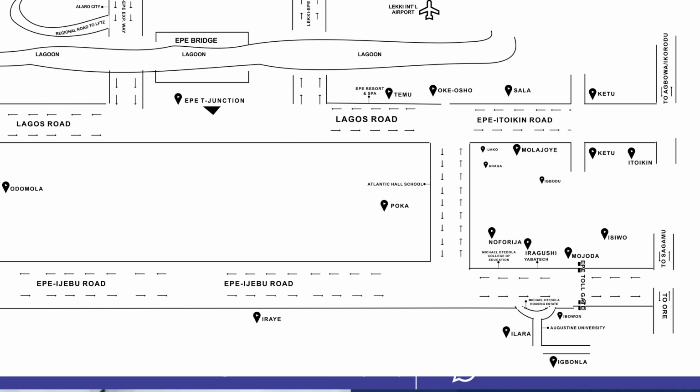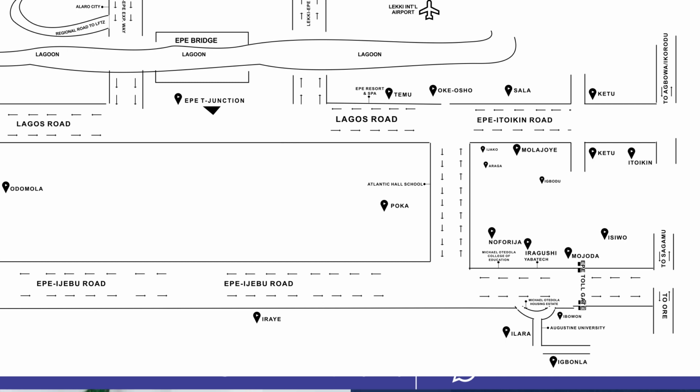There are so many properties by, what's the name of this company again? I think Dukia. Ontario, around the Iragushi axis, very close to the Lagos State University of College, Lagos State College of Education, and also very close to Yabatech campus. Yeah, Ontario has some properties around the axis.